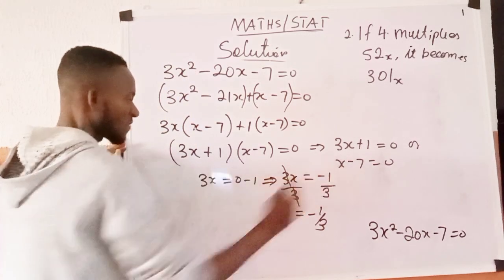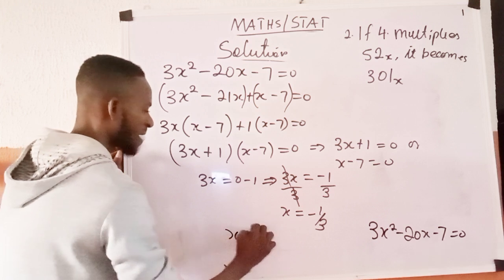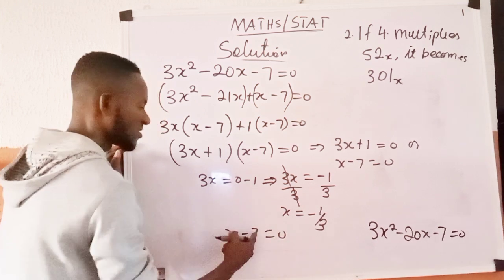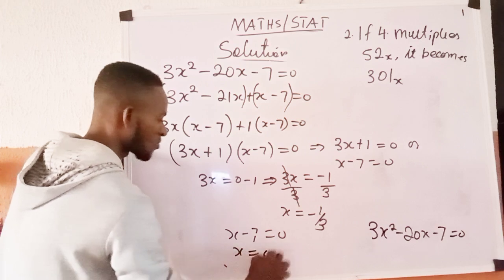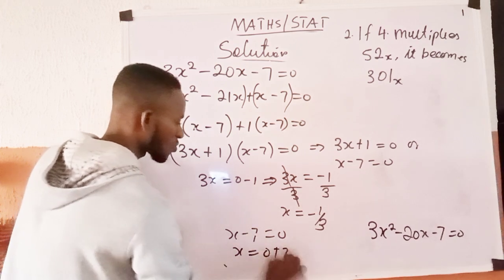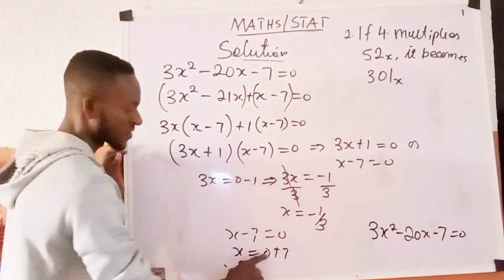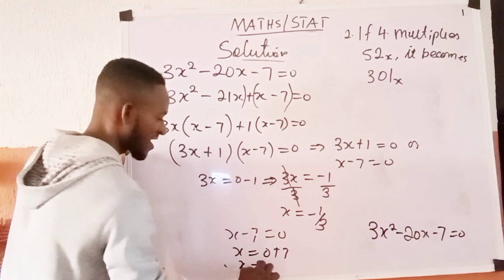But when you want to solve this one, it is going to be x minus 7 is equal to 0. This and this are like them. So minus 7 goes over there. And x is equal to 0. On coming in, it becomes plus what? 7. And of course, 0 plus 7 is what? 7. And x is equal to what?